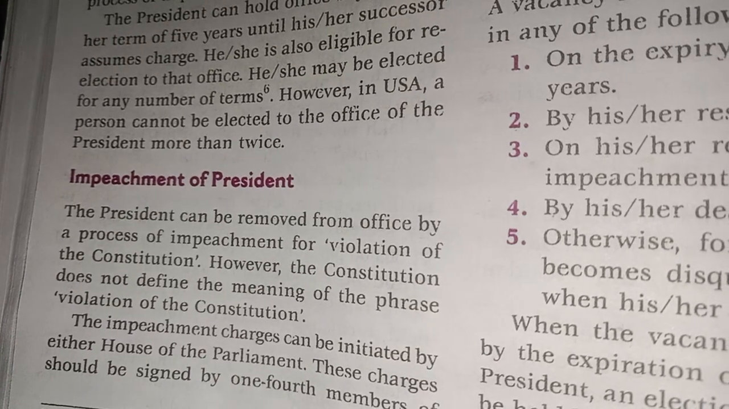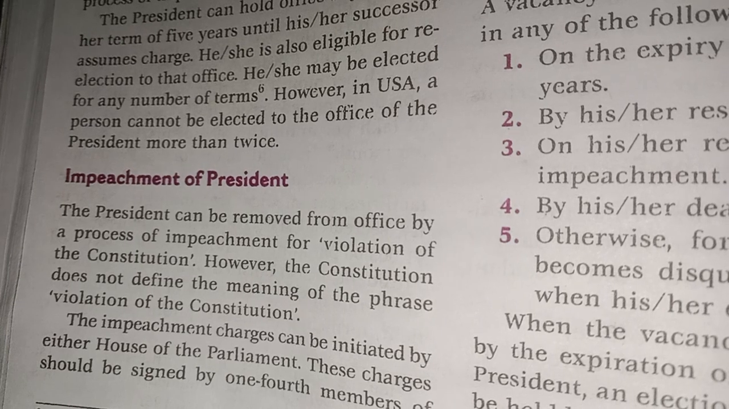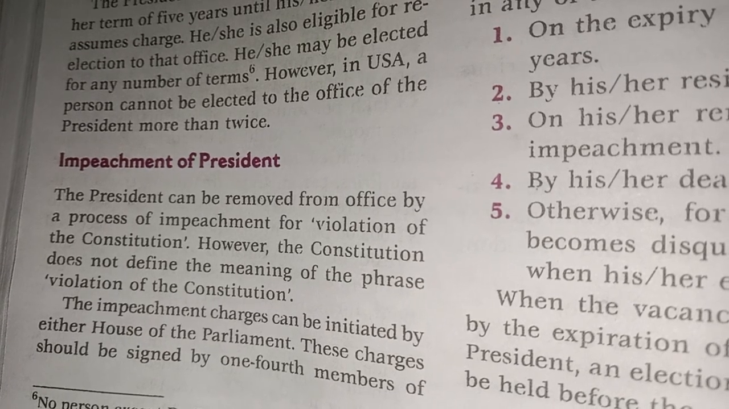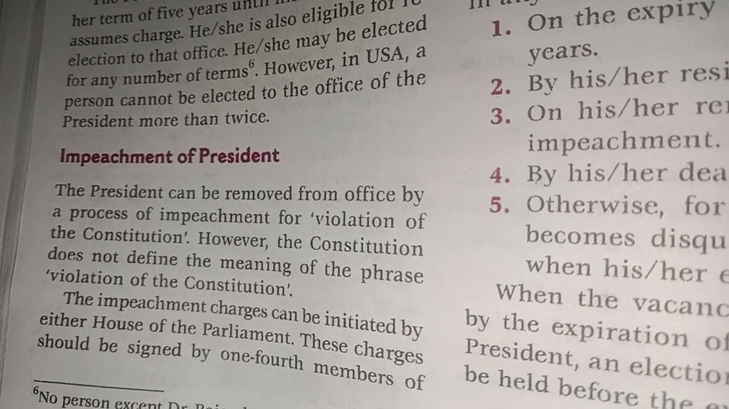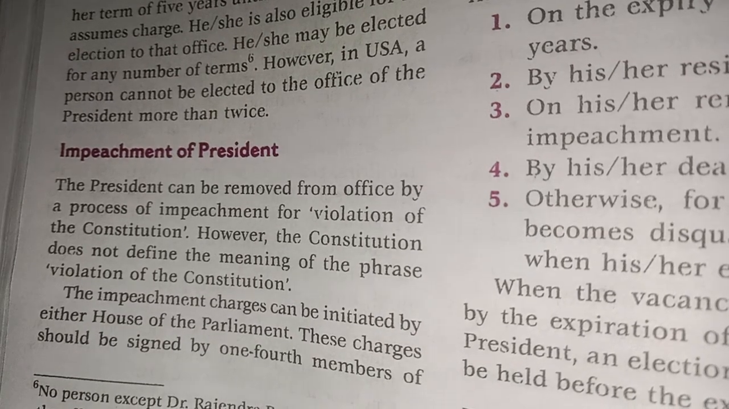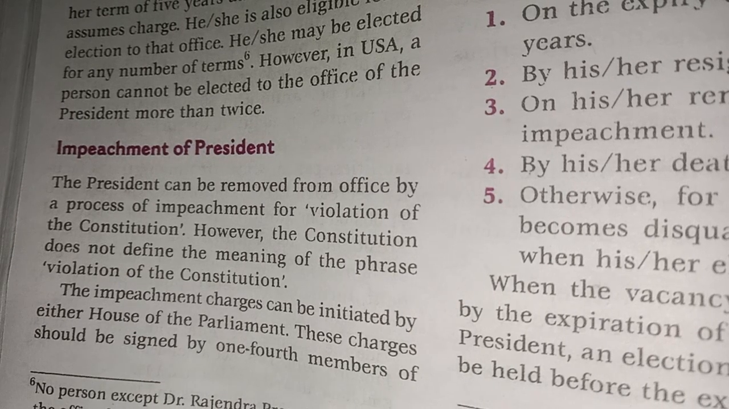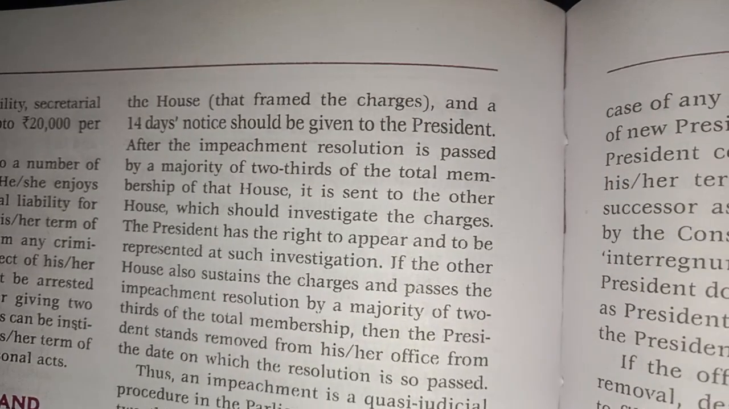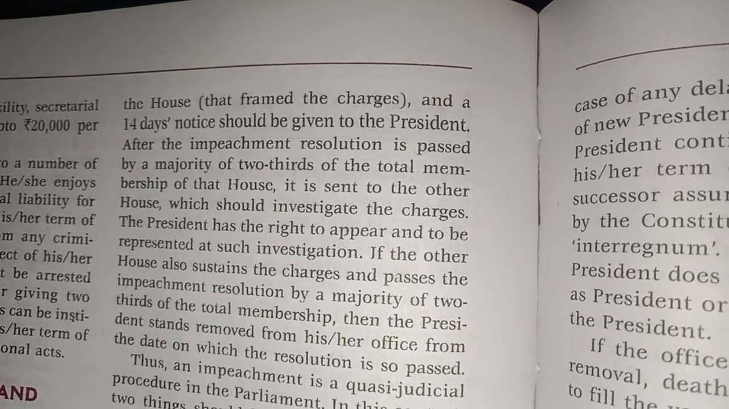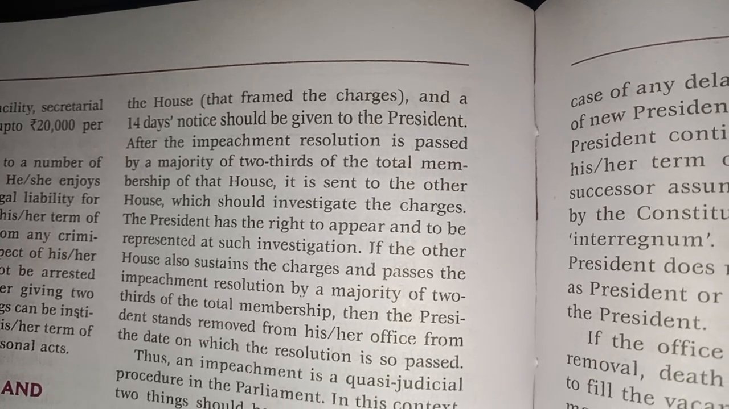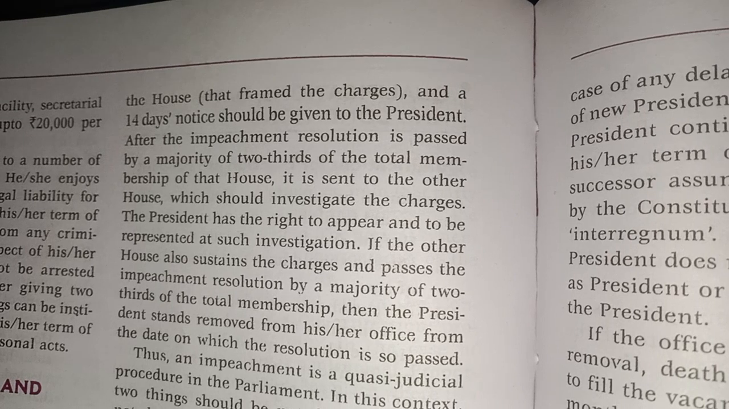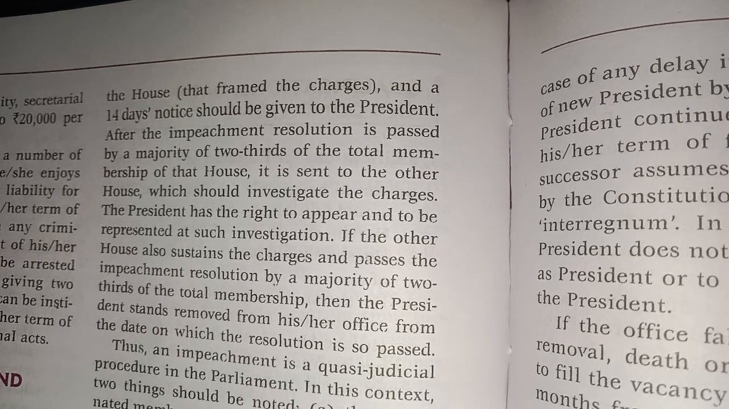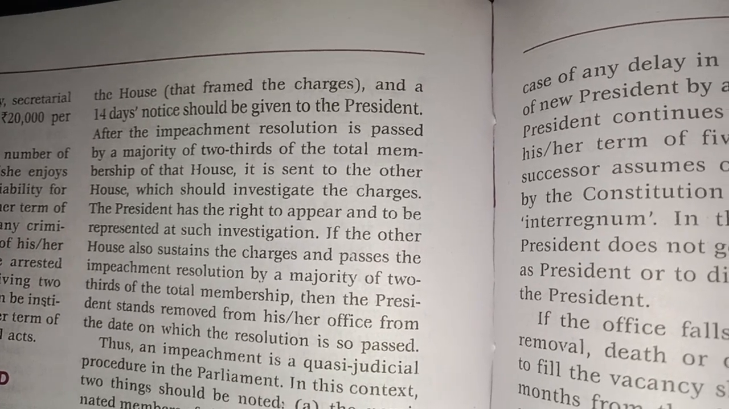Impeachment of the President. The President can be removed from office by a process of impeachment for violation of the Constitution. However, the Constitution does not define the meaning of the phrase violation of the Constitution. The impeachment charge can be initiated by either house of the Parliament. These charges should be signed by one fourth members of the house that frames the charge, and a notice should be given to the President. After the impeachment resolution is passed by a majority of two-thirds of the total membership of that house, it is sent to the other house, which should investigate the charge.